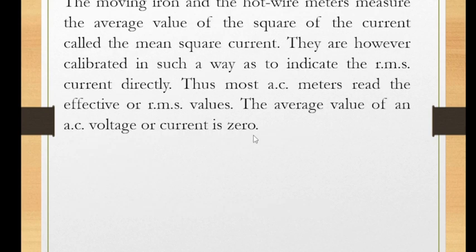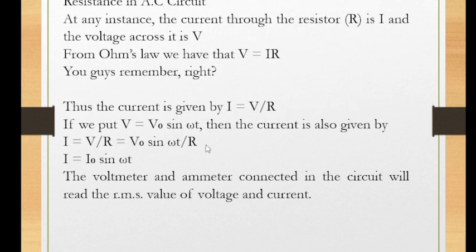The moving iron and the hot wire meters measure the average value of the square of the current, called the mean square current. They are, however, calibrated in such a way as to indicate the RMS current directly. Thus, most AC meters read the effective or RMS value. The average value of an AC voltage or current is zero.